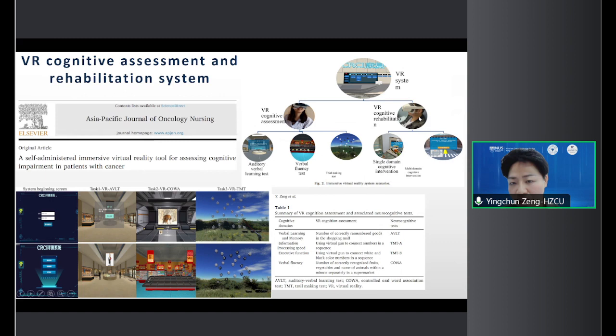This is the lung cancer patient. He is very young. I remember he is around 40 or so. He got lung cancer and took the VR cognitive rehabilitation, with single-domain or multi-domain tasks. These are some pictures to show our system.